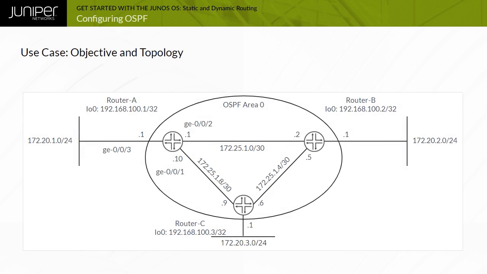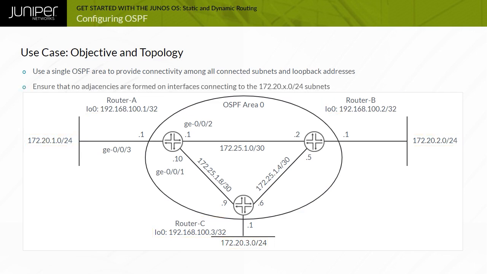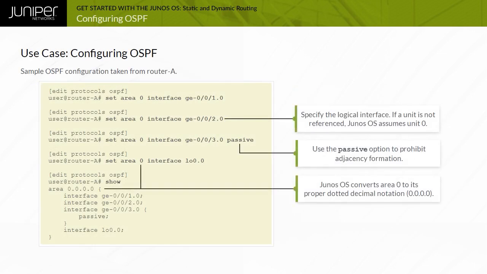This is a use case to understand how OSPF works. The displayed topology is used in this use case. The objective of the use case is to use a single OSPF area to provide connectivity among all connected subnets and loopback addresses, and to ensure that no adjacencies are formed on interfaces connecting to the 172.20.x.0/24 subnets. The OSPF configuration required for router A is displayed.